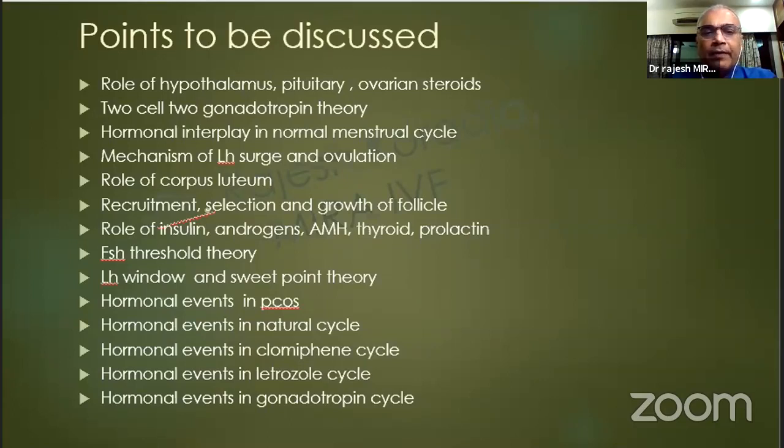Today, we will try to cover the listed points which I found most relevant for practical understanding of endocrinology and its application.